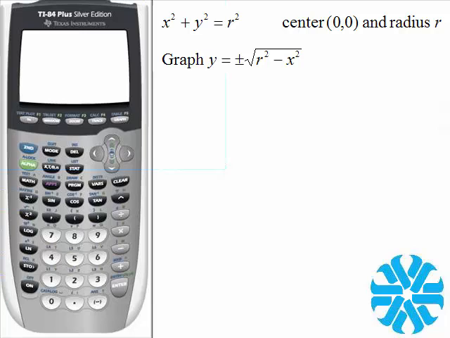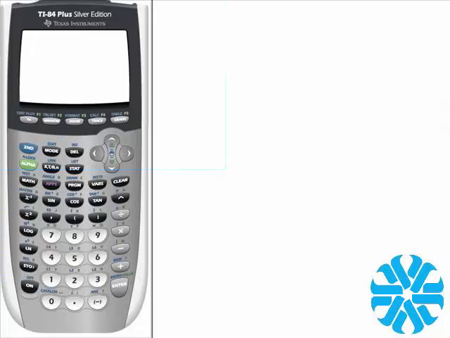You will need to solve for y so you can graph the top half and the bottom half of the circle. The top half will be y equals the square root of r squared minus x squared. And the bottom half will be y equals the opposite of the square root of r squared minus x squared. So let's take a look at example number 1.